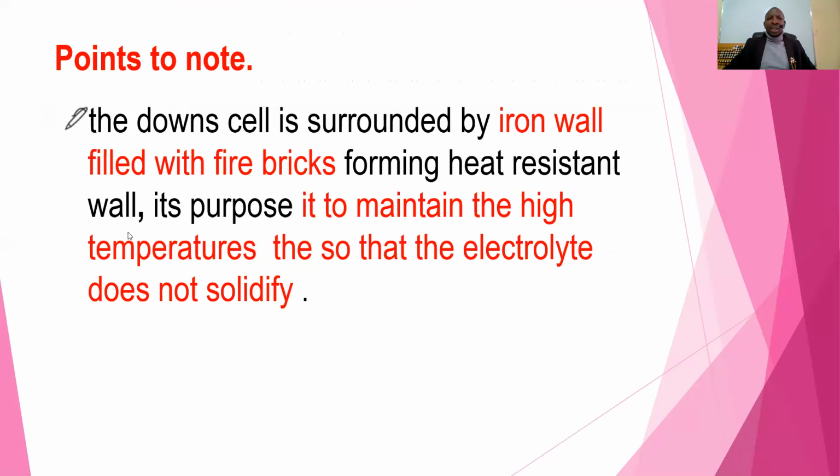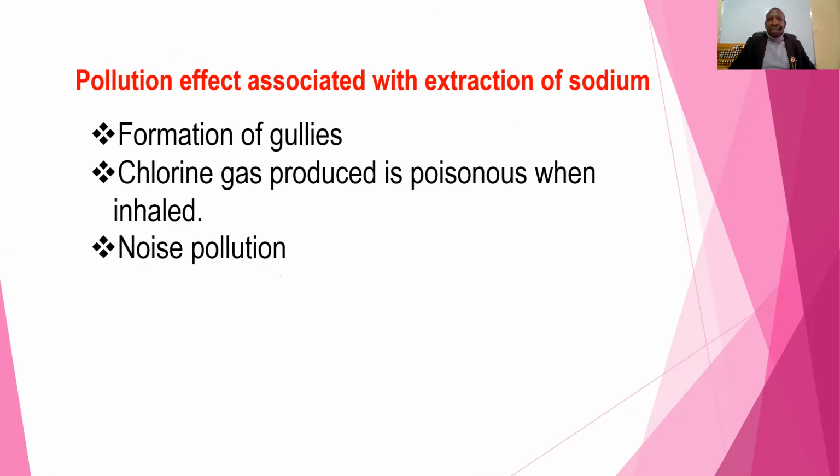We also look at the fact that the cell is surrounded by an iron wall that is lined with fire bricks, forming a heat-resistant wall. The purpose of the iron wall lined with fire bricks is to maintain the high temperature so that the electrolyte does not solidify. Very important.